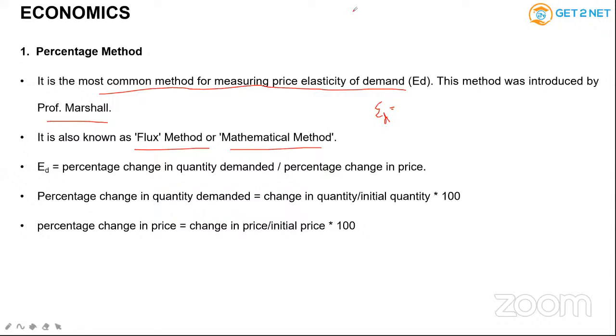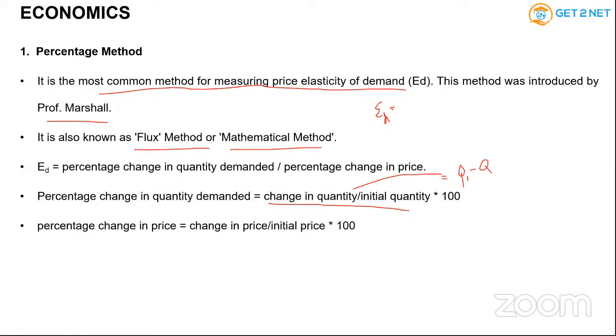Now, if I ask you how you would find the percentage change in quantity demanded, what would you say? Change in quantity divided by initial quantity into 100. You will be given two quantities, Q1 and Q. Let's say Q1 is the new quantity and Q is the original quantity. So the change in quantity, Q1 minus Q, divided by the initial quantity Q, into 100. Similarly for price, change in price divided by initial price into 100.